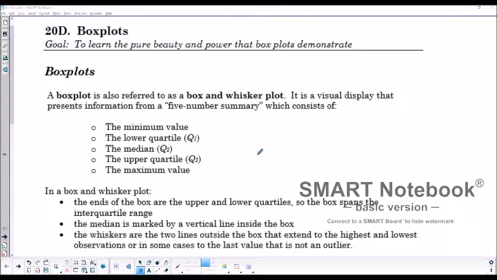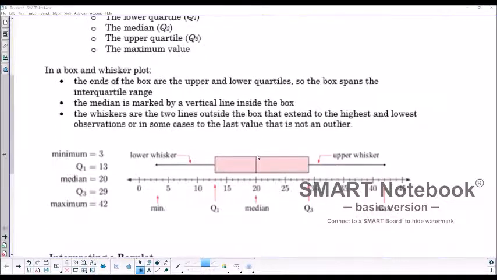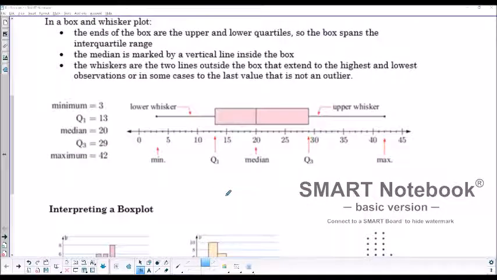In a box and whisker plot, the ends of the box are the upper and lower quartiles. Q1 is right here, the bottom or left end of the box. Q3, the upper quartile, is the top or right end of the box. This whole span is the interquartile range. The median is marked with a vertical line inside the box. So here's the median right in here, or Q2.